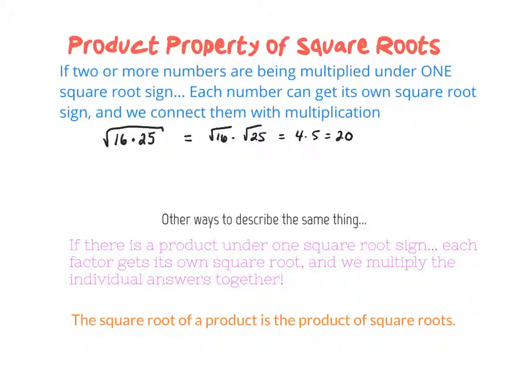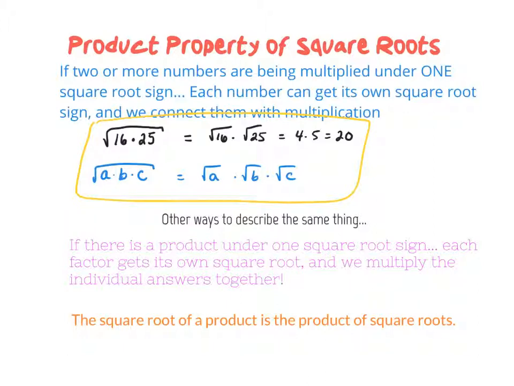Now it works for more than just one number. So if I put it in general terms, if I have a bunch of numbers like A, B, and C all being multiplied under one square root sign, every number that's being multiplied gets its own square root sign, and we connect the individual square roots with a multiplication symbol. I do have two other ways that you can rewrite the same sentence, but this is our product property of square roots. It's a way to rewrite a square root as separate square roots.